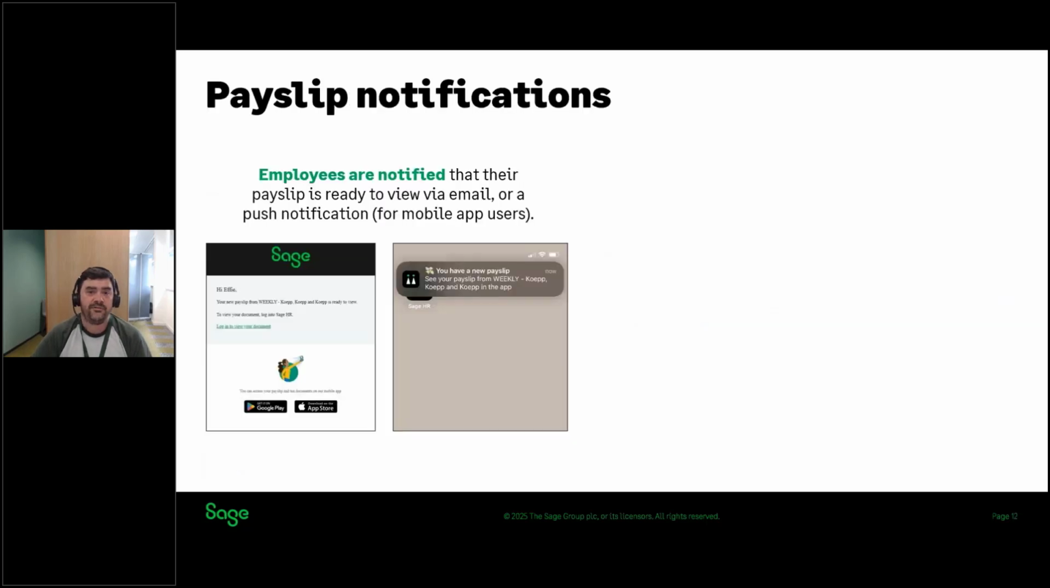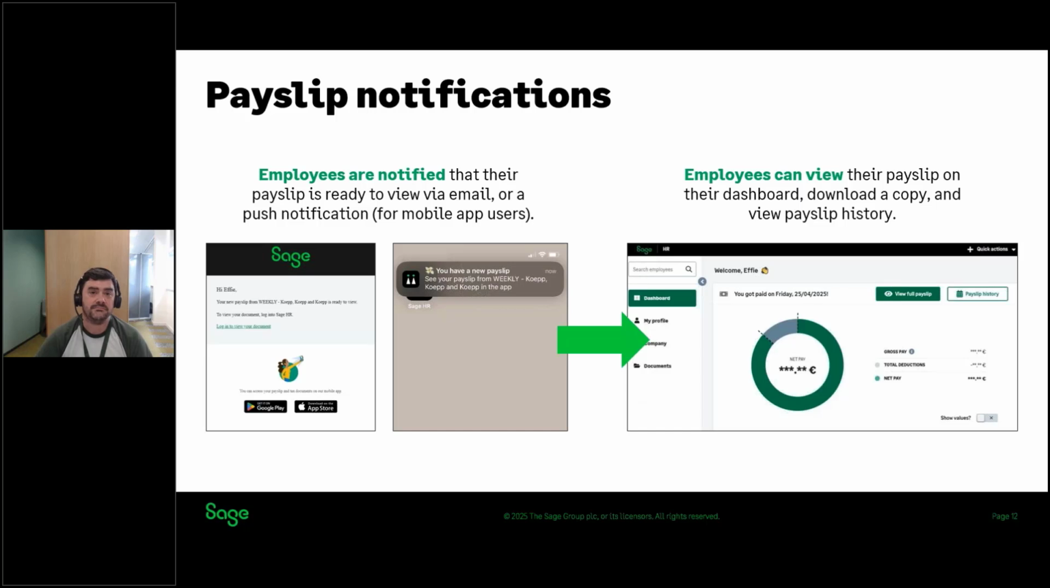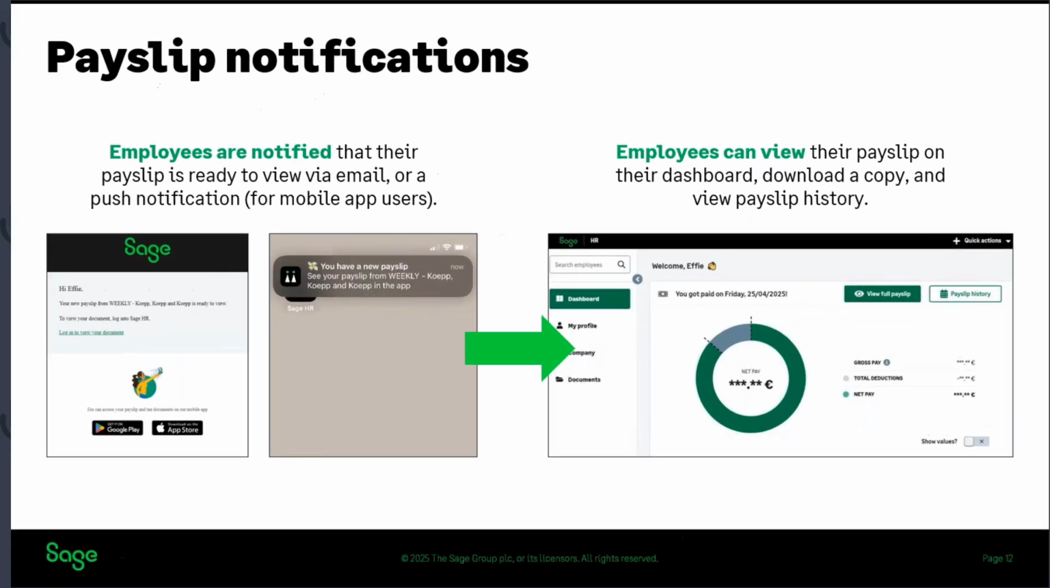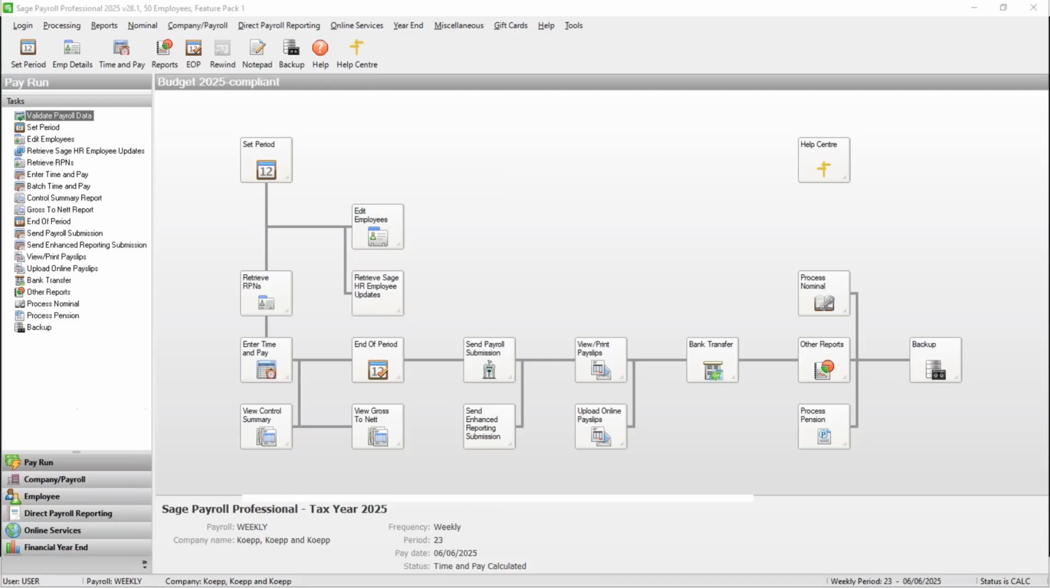Here's just an example of the payslip notification. So they get a notification email and a push message if they're using the mobile app. And then from that point, that payslip is live. They'll be able to view that from a browser or from the mobile app. So I'd like to give you a demo of that process now. So let me just bring these slides down.